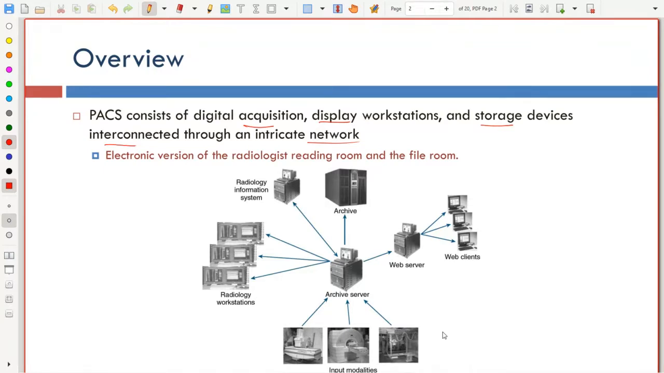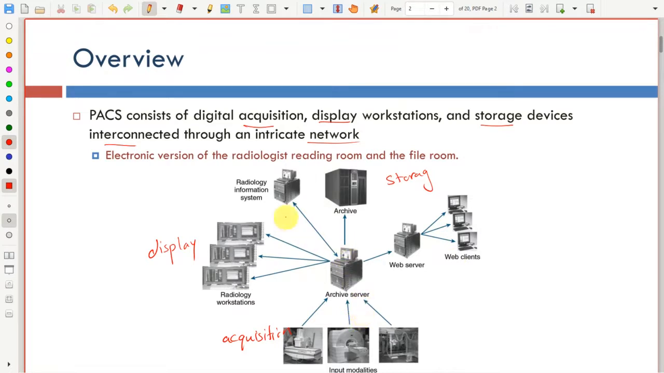Of course, you have to interconnect all of these. For digital acquisition, you are connecting to medical imaging modalities like this. You have the radiology workstation for display. This is display. This is acquisition. Here you have storage. You have to connect all of these through the network. Usually you have a server that connects all of them, but you have to have a very good network that allows everybody to be connected together.